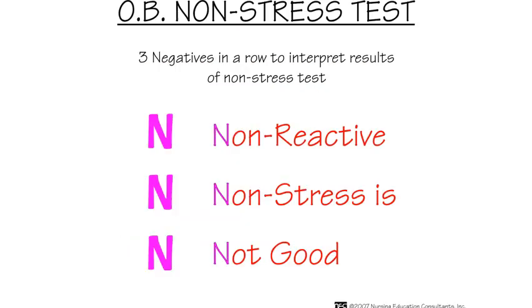So the OB non-stress test, three negatives in a row to interpret results of a non-stress test. N is for non-reactive, non-stress is non-good, or is not good, I should say.